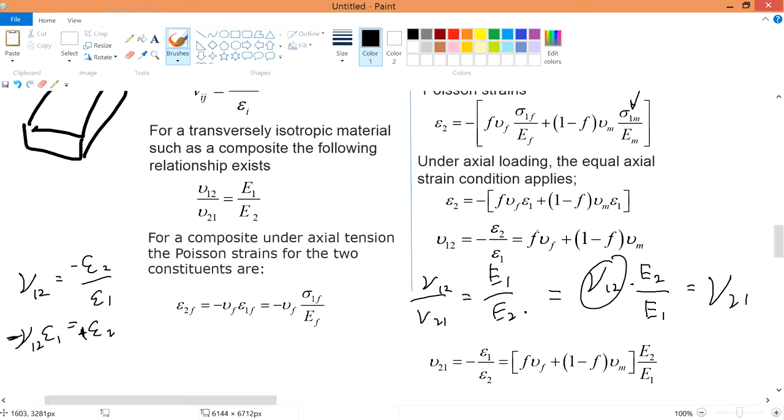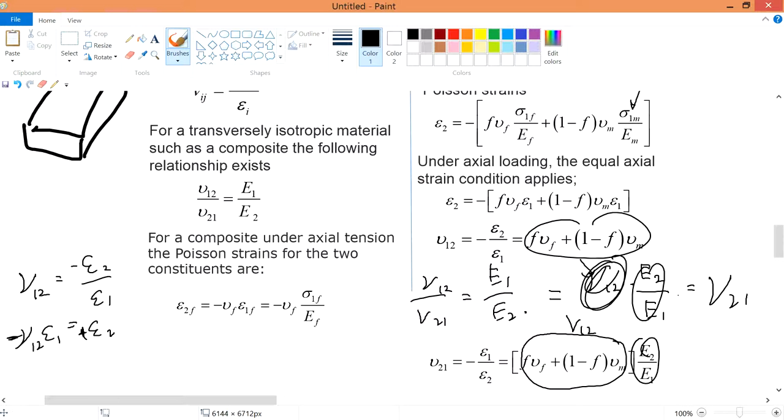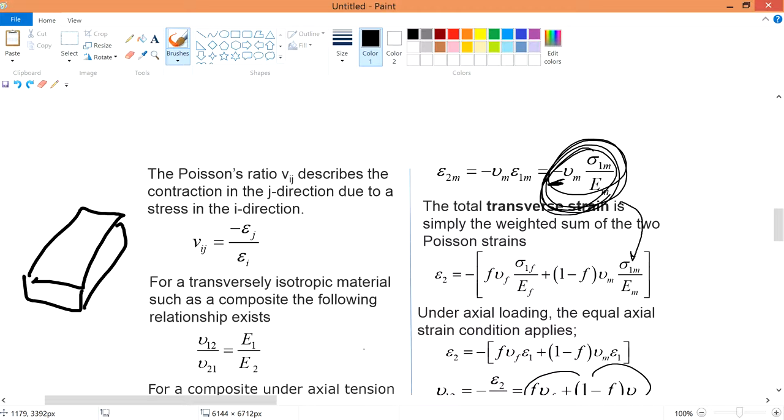So you know that your V12 is this one, so therefore it's also equal to this one. This thing is equal to this, which is also equal to this. So you substitute this thing as your V12, which is why this whole thing over here is V12 times E2 over E1, and it equals your Poisson ratio V21. And this is how you derive all these things.